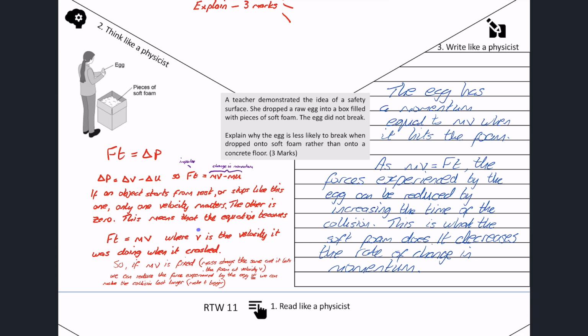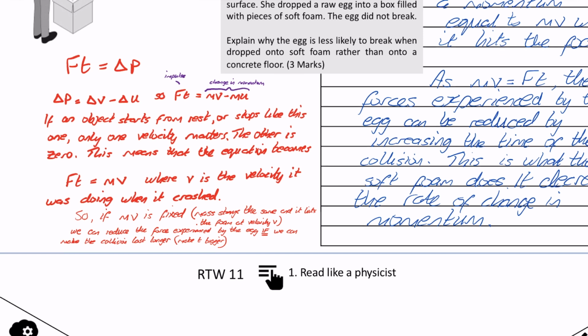Okay, so I've put here where v is the velocity it was doing when it crashed. So don't get confused by thinking, well, if it's going to be minus delta u. No, don't worry about that. Just the fact is, whatever it's got when it stops, it's the speed it was doing before it stopped. So if mass times velocity is fixed, like I just said, mass stays the same, and it hits. We can reduce the force experienced by the egg if we can make the collision last longer. So this question is all about you knowing that if we make t bigger, force goes down.